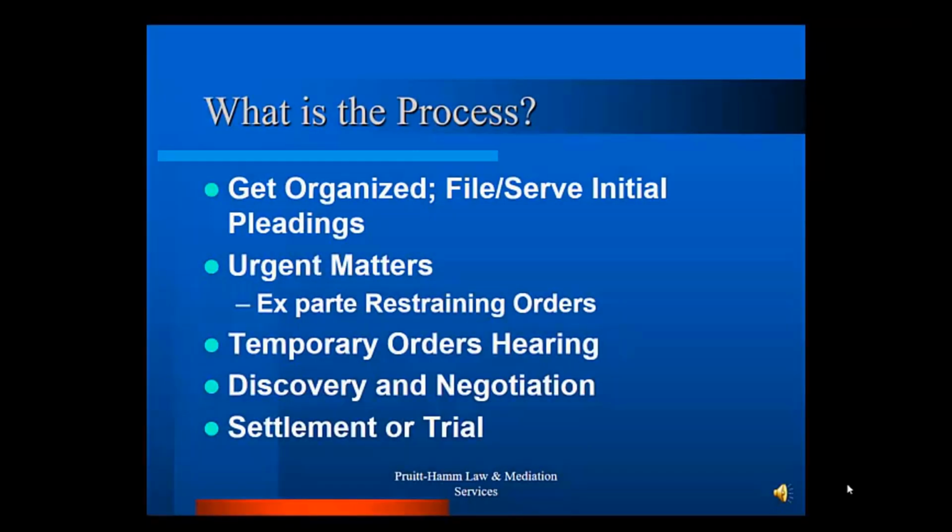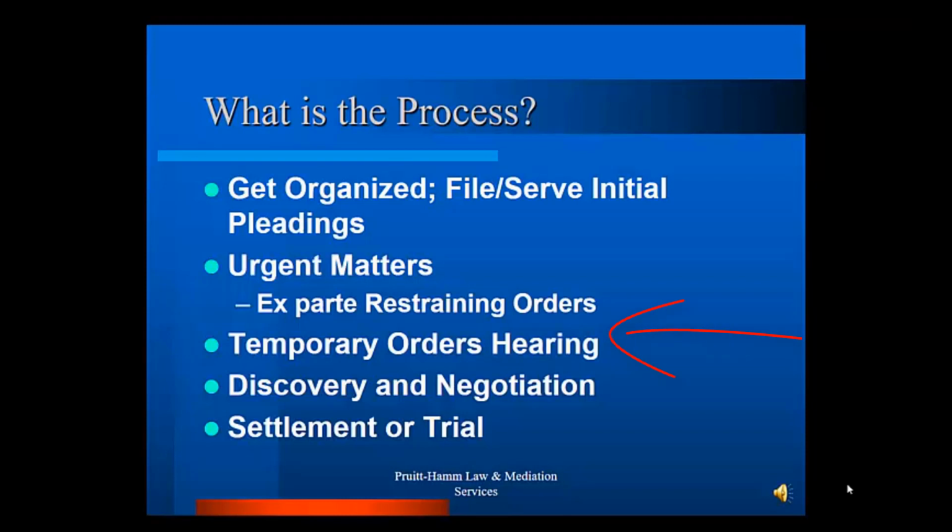So the process for getting divorced, there's several things you'd go through. One is, the first thing is get organized. You have to file and serve initial pleadings. You need to deal with any urgent matters, which would be ex parte restraining orders, is the typical way of dealing with that. Ex parte meaning one party. Think urgent or emergent matters, like freezing either party's ability to spend a lot of money or to change insurance. That's a typical restraining order.